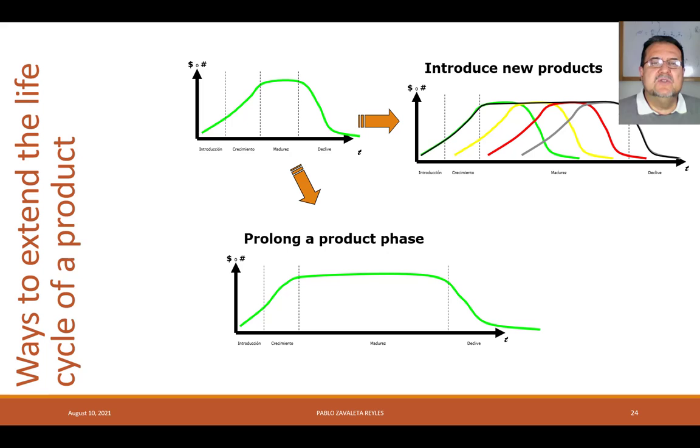The other one is to prolong a product phase. There are certain ways. For example, you can search for new markets so that for the same product you will be keeping on selling the same. You essentially bring out everything that you can from a market, and then you go to another one to exploit them, and the next one, and the next one. And that essentially prolongs the product phase.